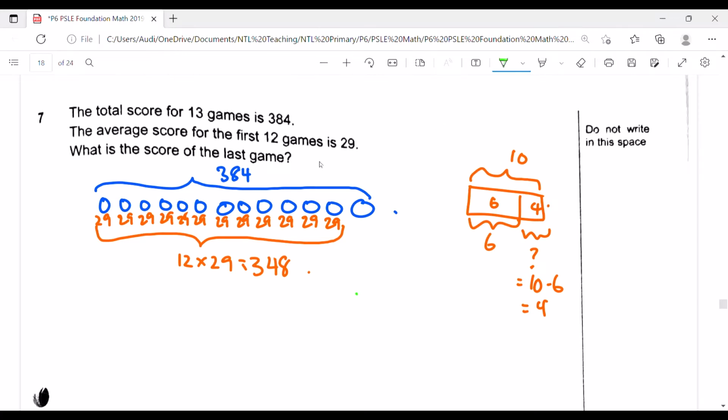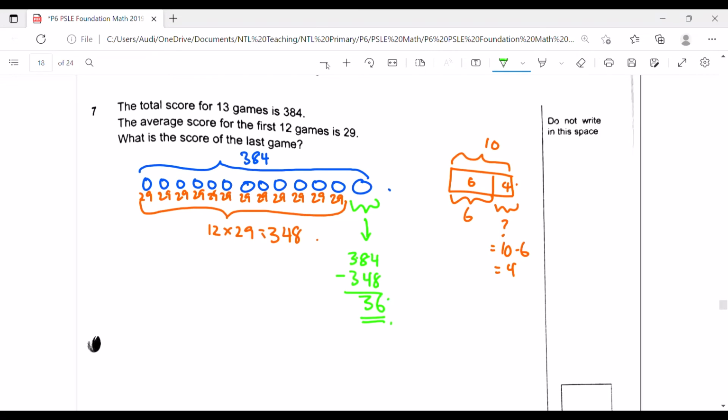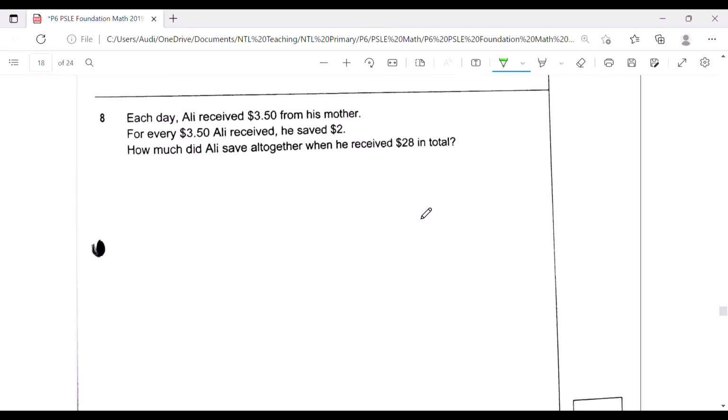So the question is, what is the score of the last game? So this last game here must be 384, the whole of everything, the blue part, minus 348. Okay, same idea. Use your calculator. So you get 384 minus 348, get 36. And that's our answer. Okay, press pause, try this question, and then you can move on to the next question.